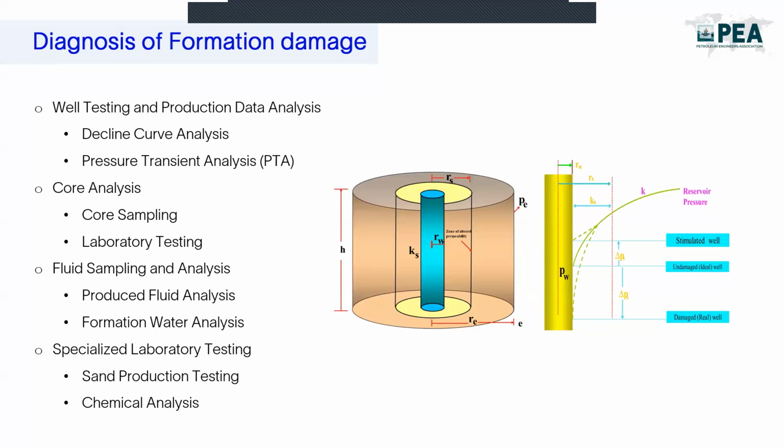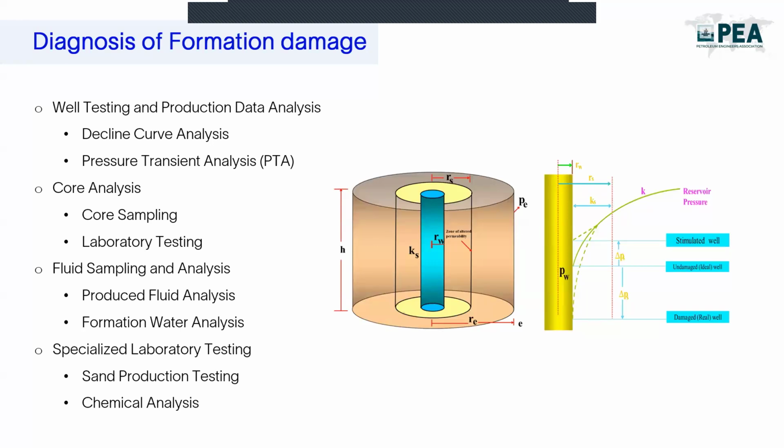And another method is fluid sampling and analysis. Just by analyzing the composition of the produced fluids, oil, water, and gas, this can provide insights into formation damage. And if any fines or clays are being produced with the produced fluids, or there are high water cuts, this may suggest formation damage.